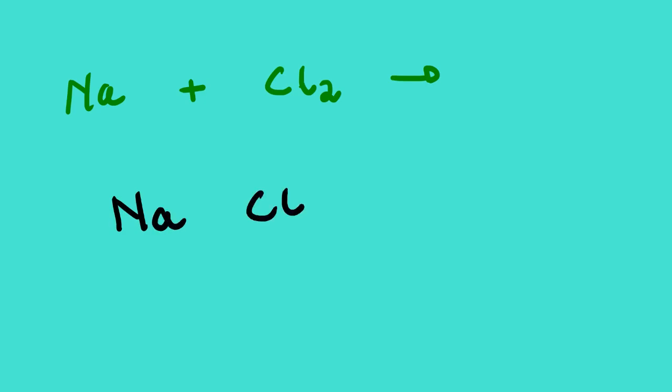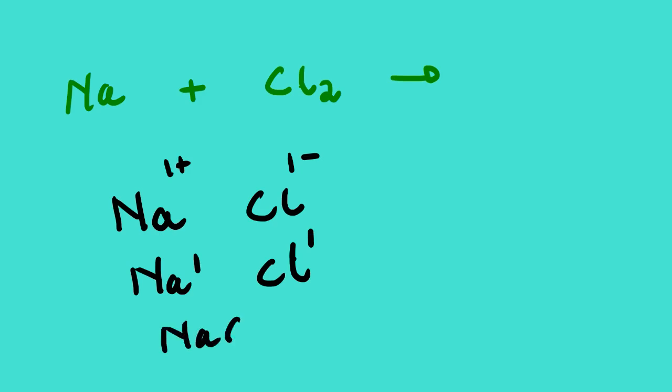Let's look at another example. We have sodium reacting with chlorine. Remember that chlorine is a diatomic element. So we look at the 2. Sodium is in group number 1, it is 1 plus. Chlorine is 1 minus from group number 7. Now we have something like this. When you cross multiply, we are going to have NaCl. So NaCl will be our product.